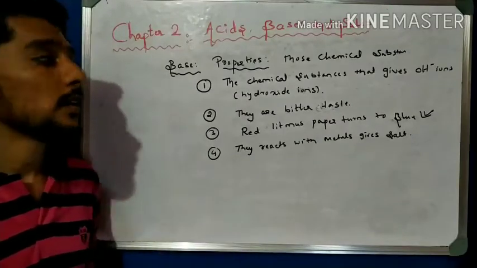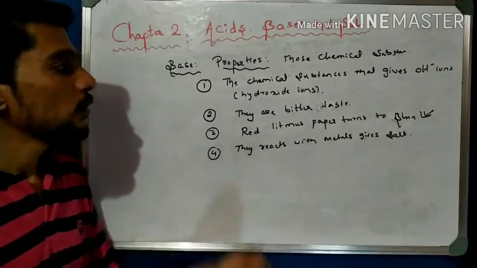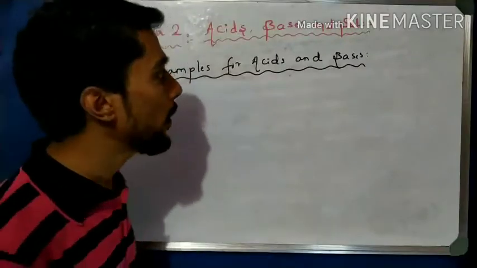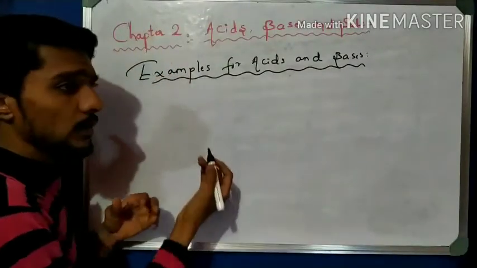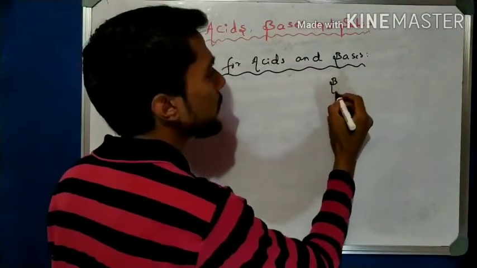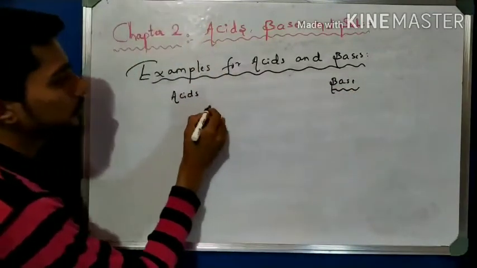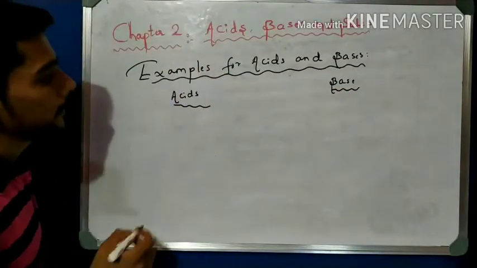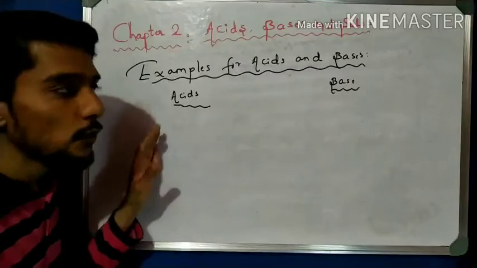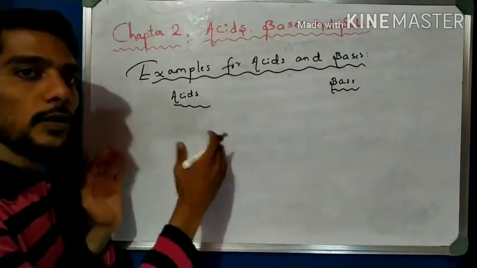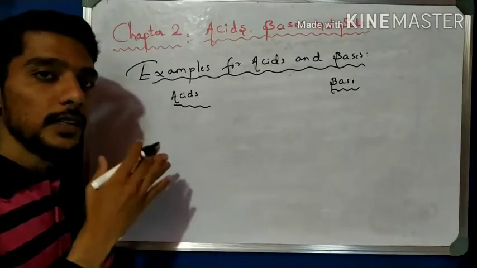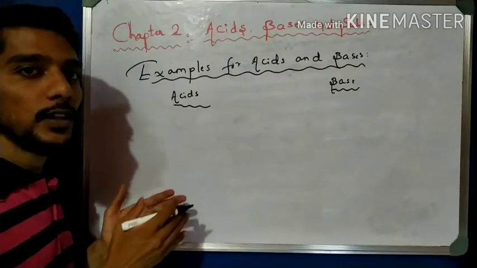Next, we come to some examples of acids and bases. So finish this one. Now take the examples of acids and bases. I take two columns here, acids on one side and bases on the other side. Now some examples of acids. For acid examples there are two types. One is natural acids, which are present in fruits, and the other is artificial acids, which are used in the laboratories.